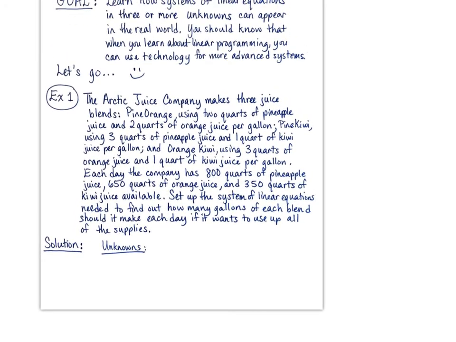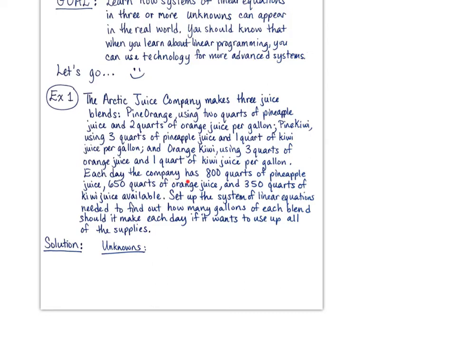Example 1. The Arctic Juice Company makes 3 juice blends: pine orange, using 2 quarts of pineapple juice and 2 quarts of orange juice per gallon; pine kiwi, using 3 quarts of pineapple juice and 1 quart of kiwi juice per gallon; and orange kiwi, using 3 quarts of orange juice and 1 quart of kiwi juice per gallon.